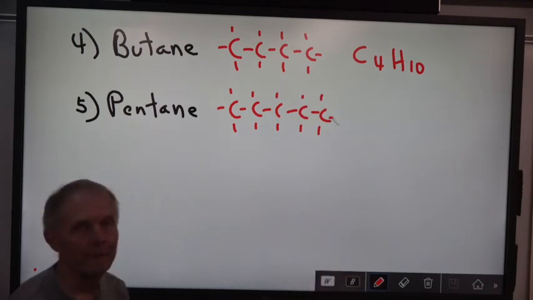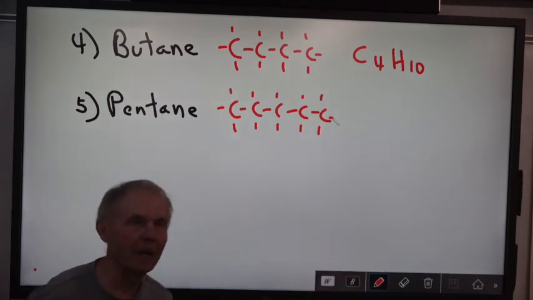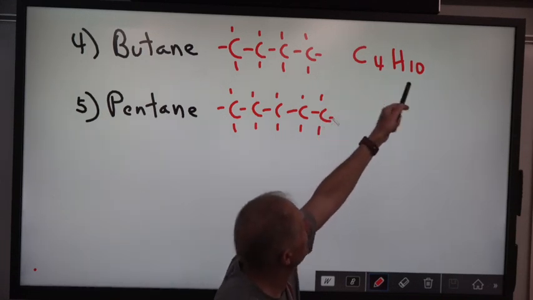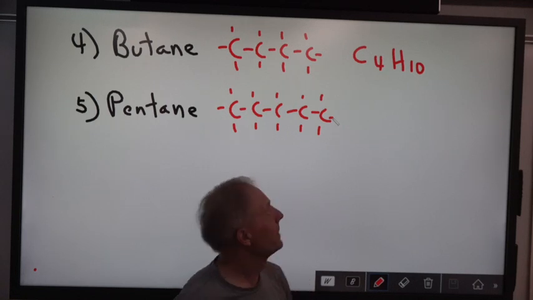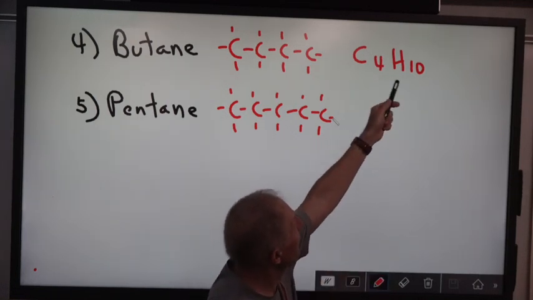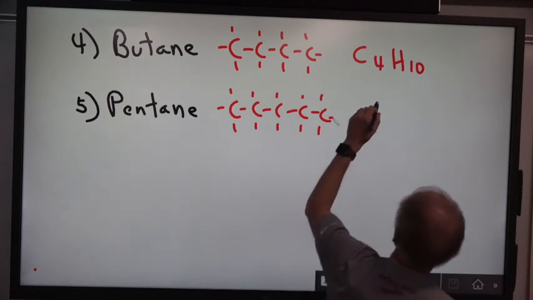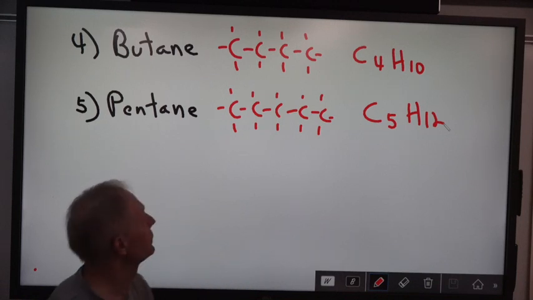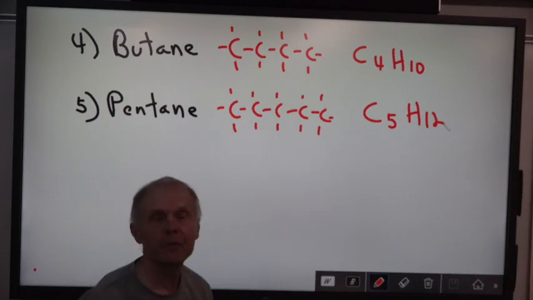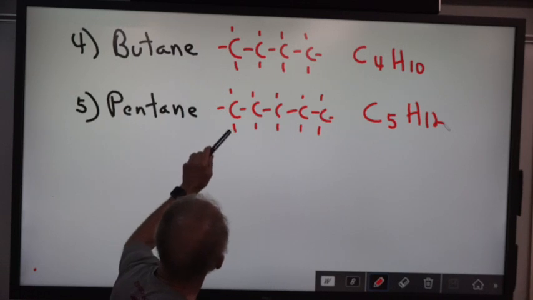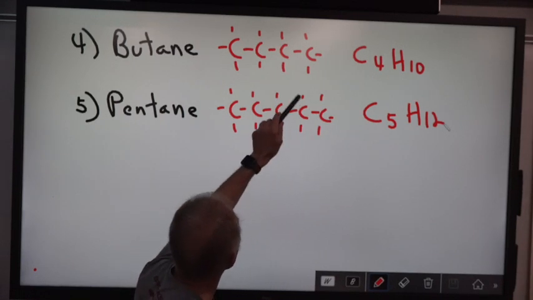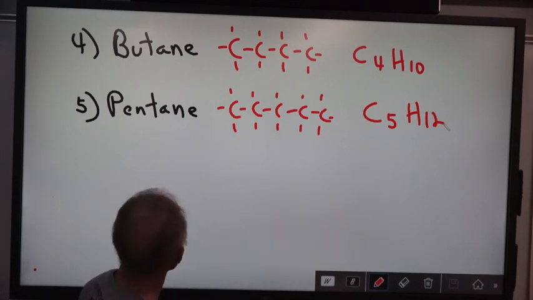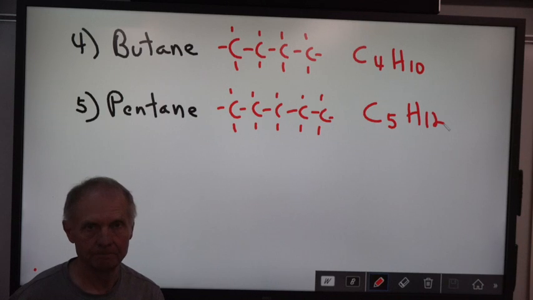Now, remember, each member differs from the next member by 1 carbon and 2 hydrogens. So if butane was 4 carbons and 10 hydrogens, then pentane has got to be 5 carbons and 12 hydrogens, C5H12. But let's just see if that's true. 1, 2, 3, 4, 5. We got 5 carbons. And then 1, 2, 3, 4, 5, 6, 7, 8, 9, 10, 11, 12. We have 12 hydrogens. All right? 5 carbons, 12 hydrogens. That's pentane.